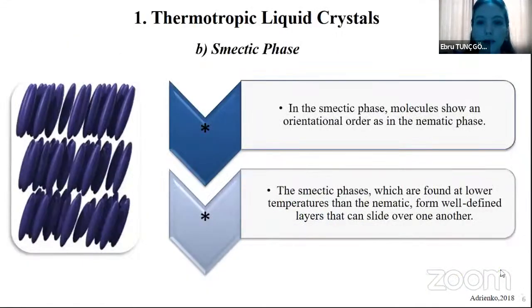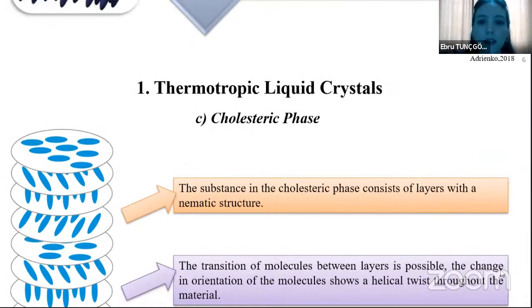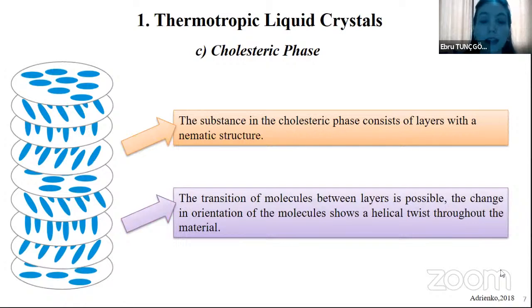In the nematic phase, molecules show an orientation order. The smectic phases, which are found at lower temperatures than the nematic phase, form well-defined layers that can slide over one another. The substances in the cholesteric phase consist of layers with a nematic structure. The transition of the molecules between layers is possible. With the change in orientation of these molecules, the molecules show a helical twist throughout the material.